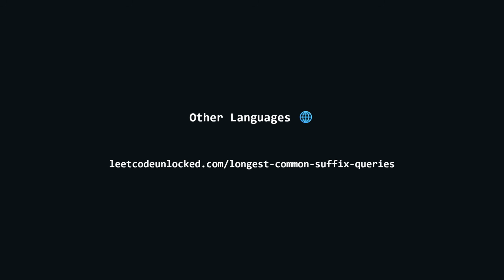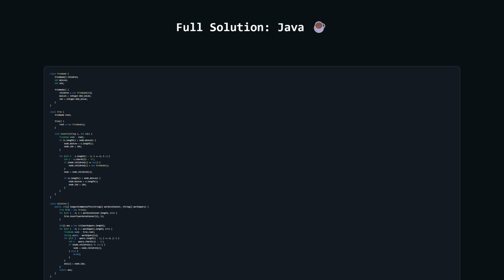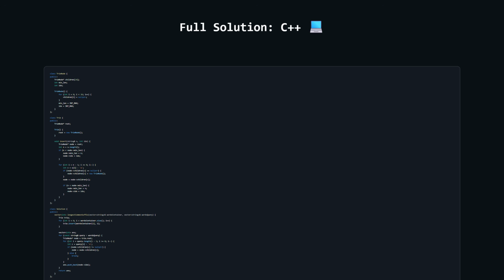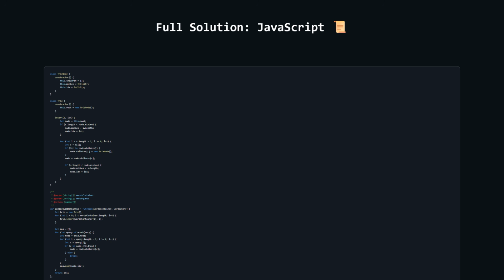Alright, let's wrap this up by looking at the full code in other languages. Here is the full implementation written out in Java. Next up, here is the complete logic formatted for C++. And finally, here is the full solution written out for JavaScript.